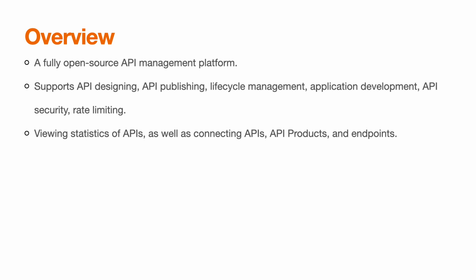So let's see the overview of the product. WSO2, which is Web Services Oxygenated, is a company having different products in API management, integration, and identity and access management space. Here we are talking about the WSO2 API Manager version 4 product. This is a fully open source API management platform, and it helps in API designing, API publishing, API lifecycle management, application development, API security, rate limiting, and other API governance strategies. API Manager also gives helpful insights into the API's usage information via the analytics component and other aspects of the product usage.